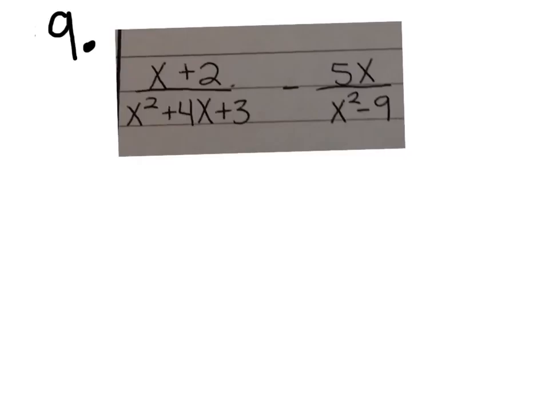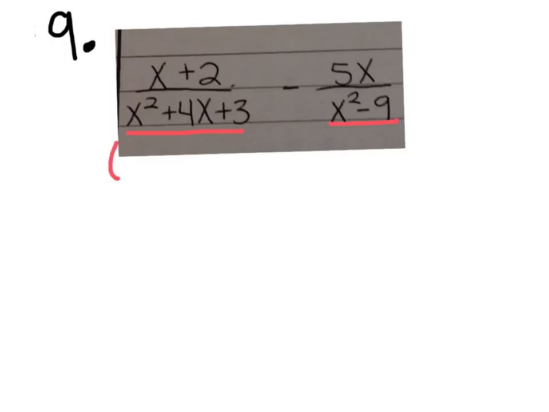Okay, we're going to do number 9 from our review. Since there's no equal sign here, what we're trying to do is add fractions. So we need to know what our common denominator is. And to do that, it would be best to go ahead and factor your two denominators to see what is going to take to multiply to get them.